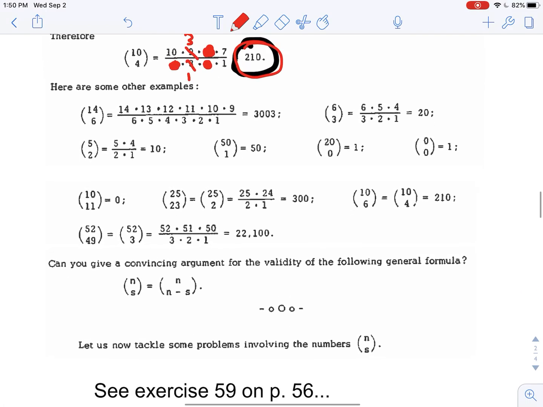See? So here are a few other examples. 14 choosing 6 is 3003, as you see. 6 choosing 3 will get you 20. 5 choosing 2 will get you 10.